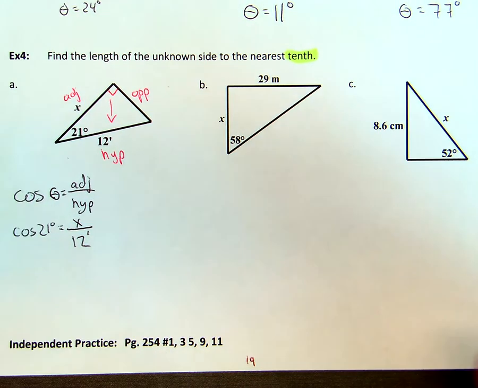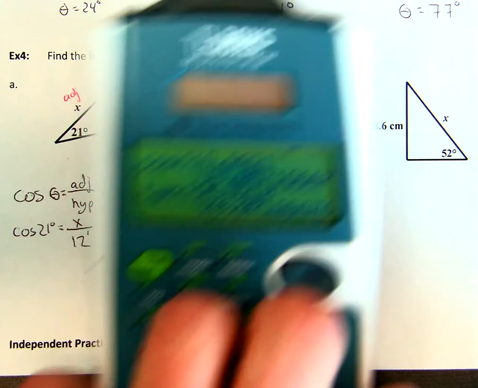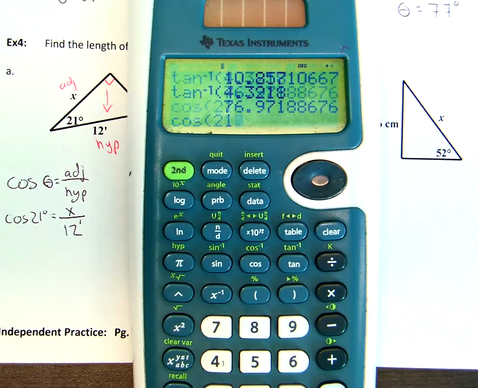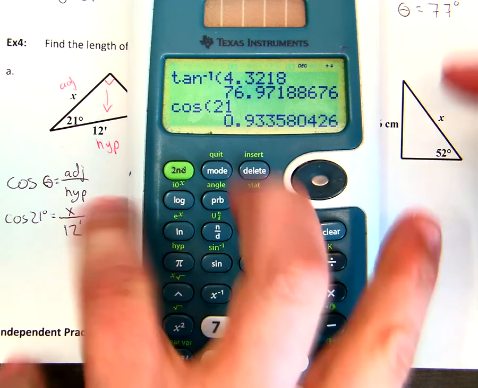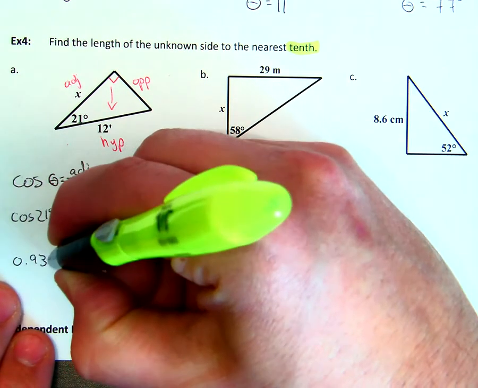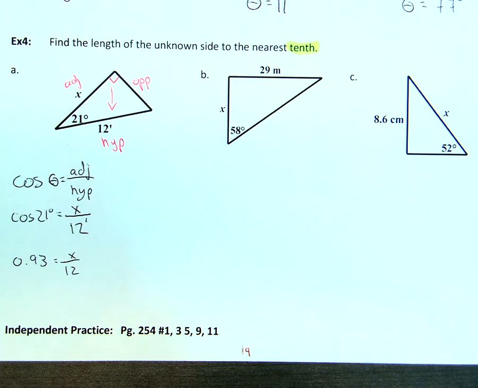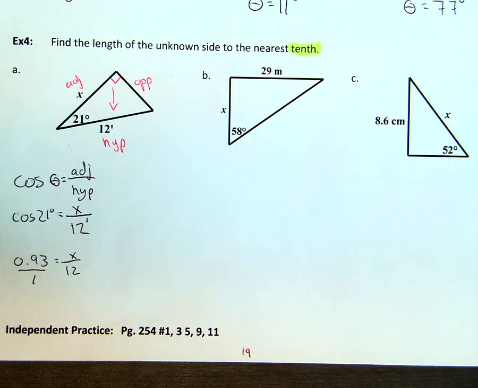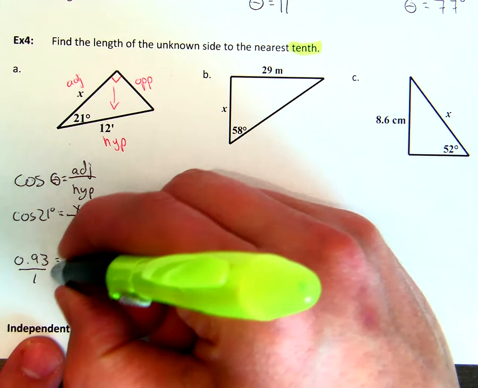Then you work out what cos 21 is on your calculator. So on your calculator, you would type in cos 21, and you get 0.93. So I'm going to have 0.93 equals x over 12. I need to make this into a fraction, so I put it over 1. And then we're going to cross multiply. So 1 times x is x.